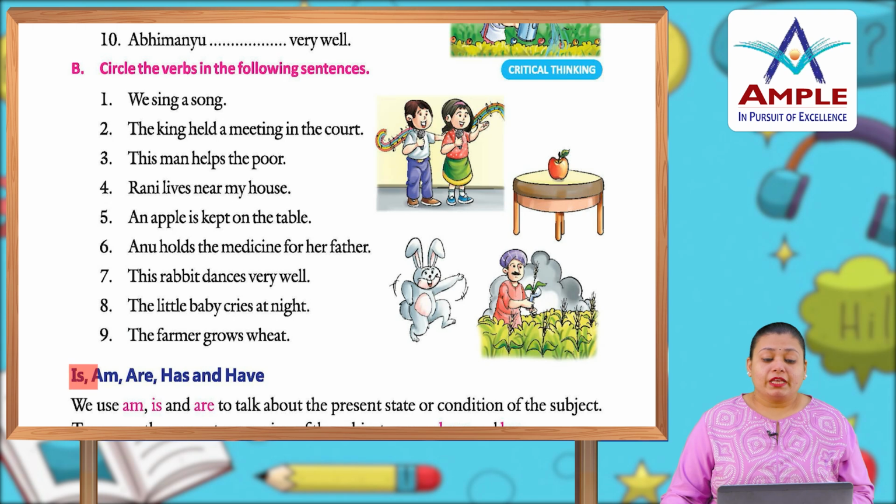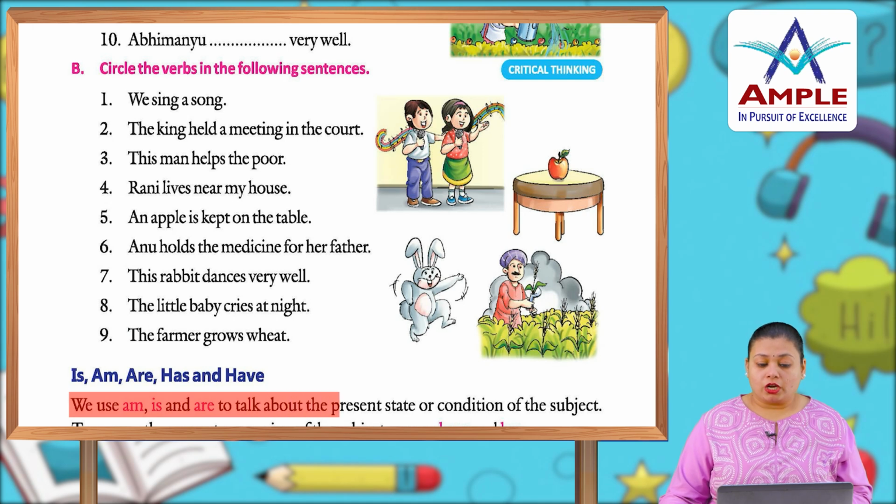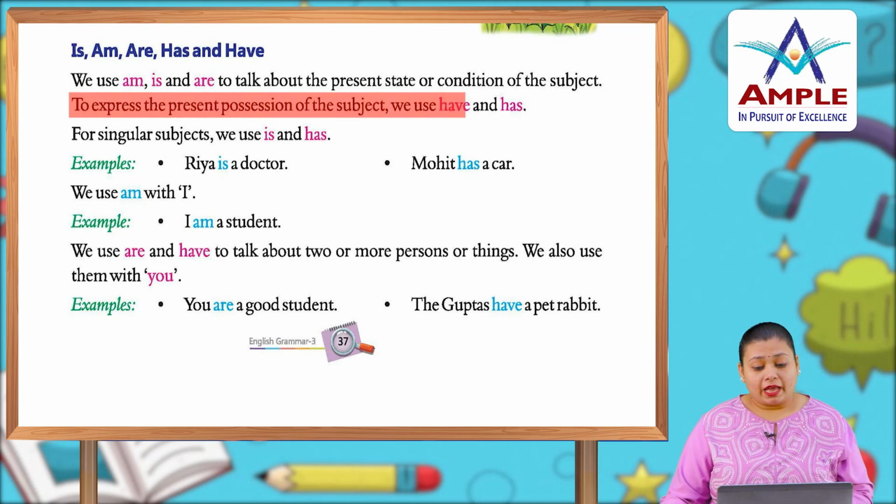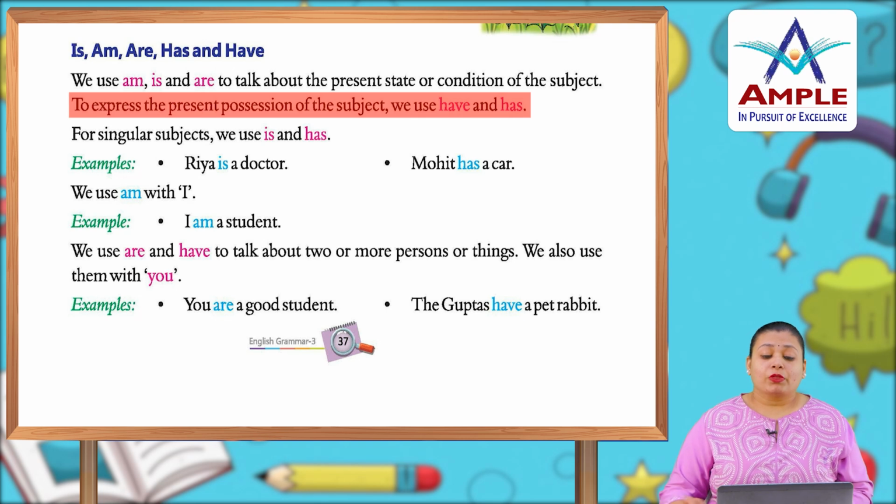Now next is am, is, are, has, have. We use am, is and are to talk about the present state or condition of the subject. To express the present position of the subject, we use has and have. So we use is, am, are, has and have. They are helping verbs, also known as auxiliary verbs. They will show you the present state or condition of the subject we are talking about.